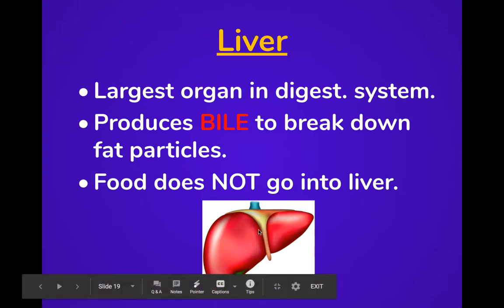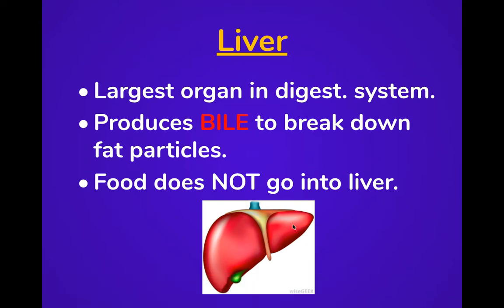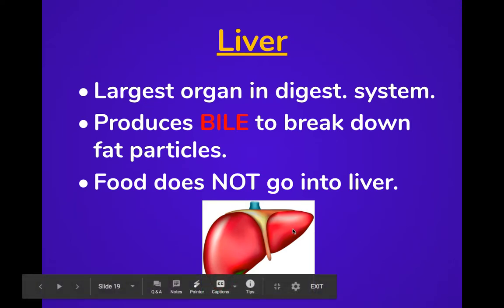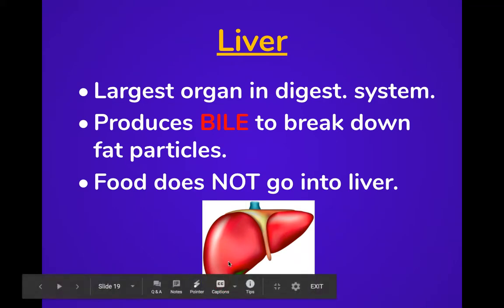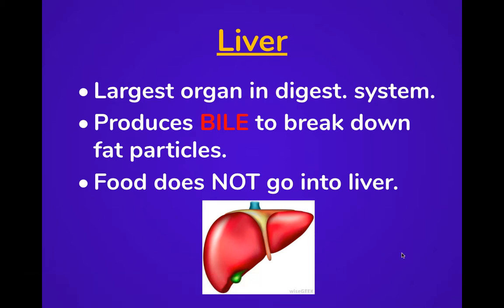Now, although the liver, this large liver, is part of the digestive system, food does not go to the liver. Okay, it just makes a substance called bile, and that bile is placed directly into the stomach, or it can be stored in this little green structure down here. This little structure, I'm going to move this so you can see it. But that green structure is called the gallbladder, and the sole purpose of the gallbladder is to store bile.